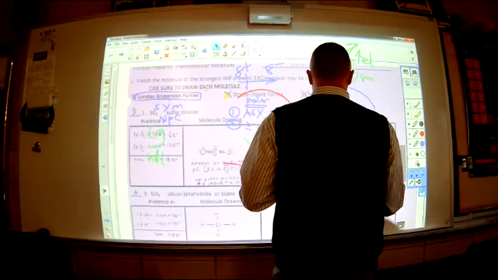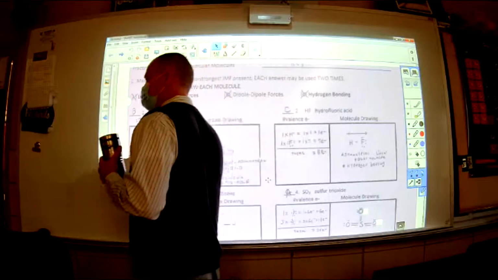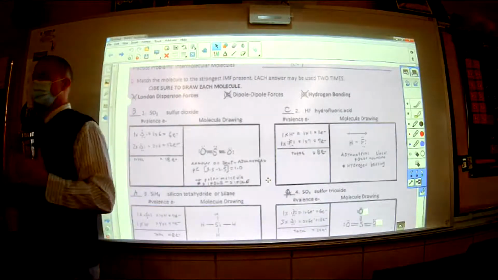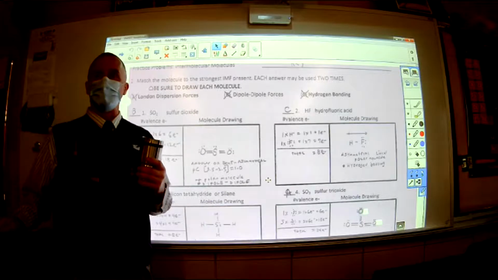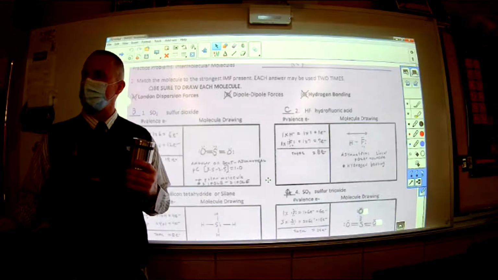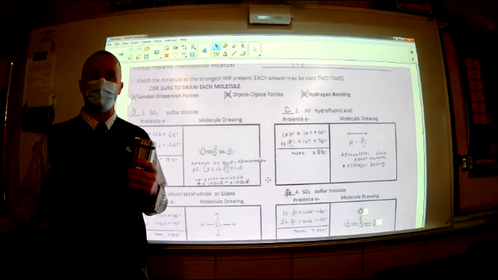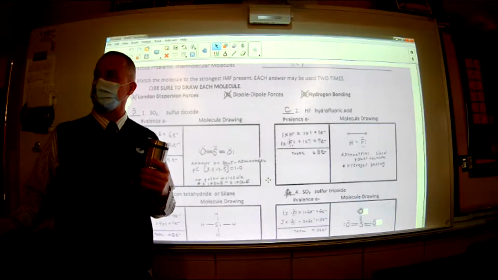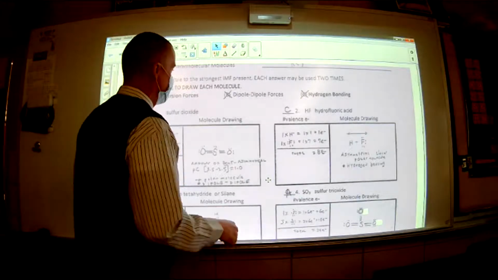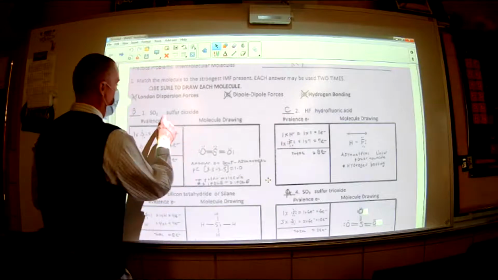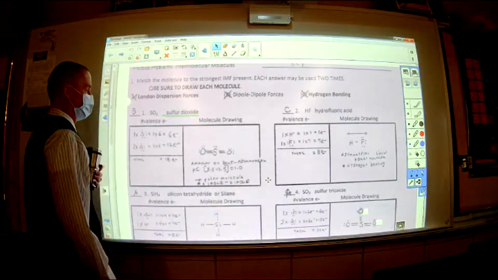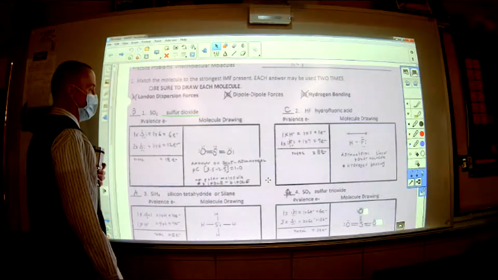So to tell if it's London or if it's dipole-dipole, we merely need to look at what kind of bonds are on the molecule and whether it is symmetrical or asymmetrical. Here is where using tricks can speed it up a lot. We already did number 2. Sulfur dioxide.